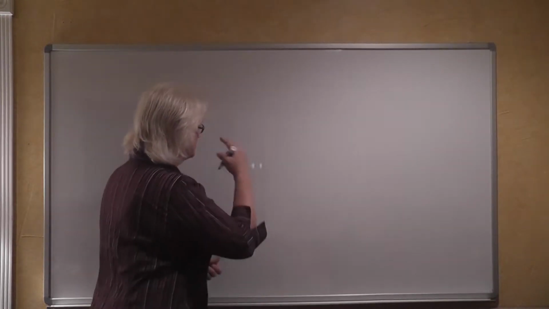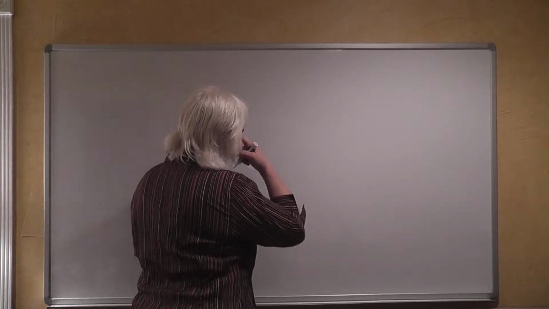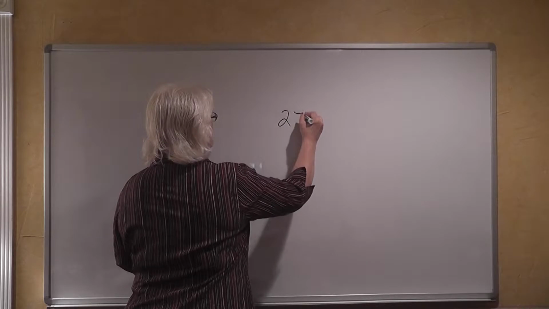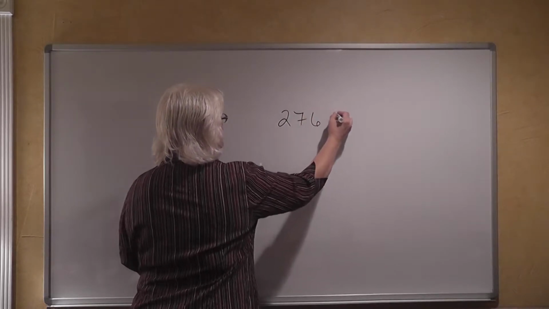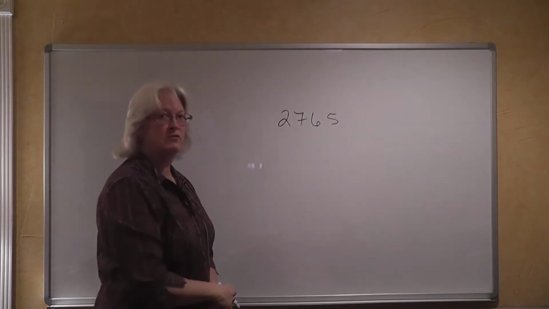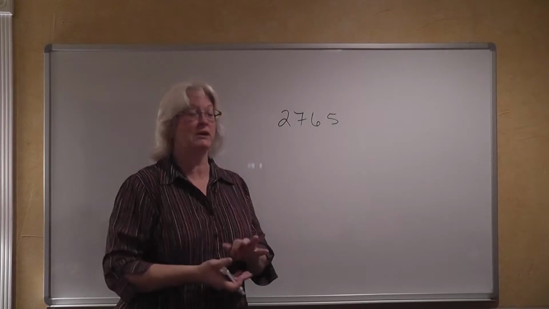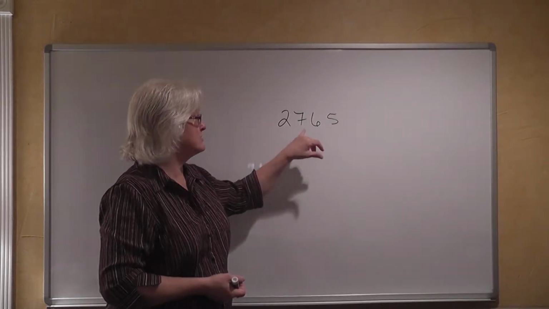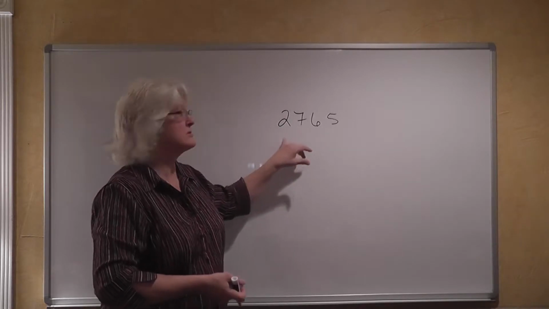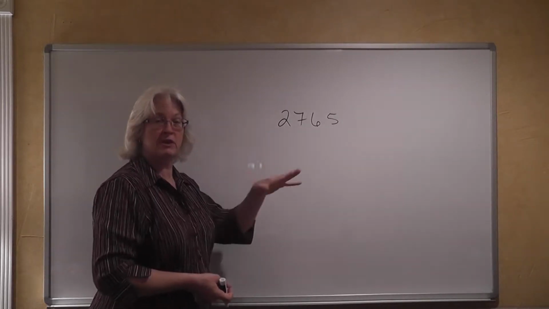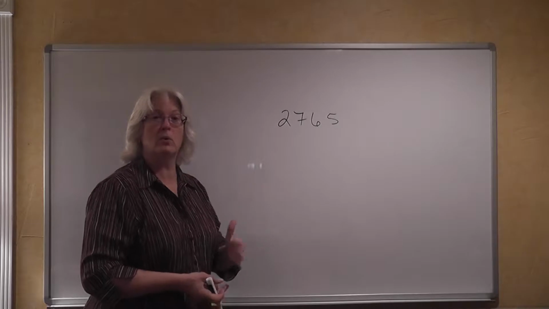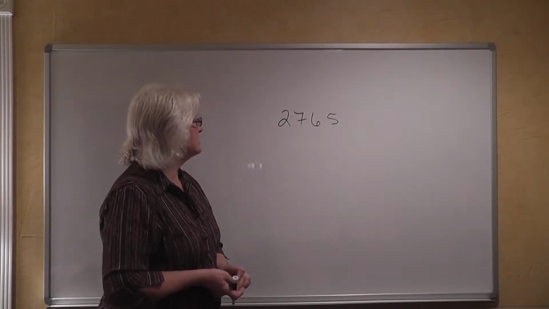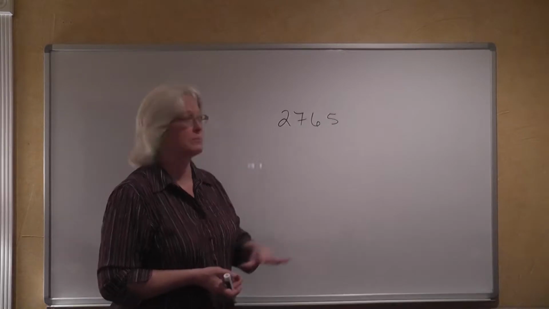There are two basic rules for estimating. Let's take this number here, 2,765. First, you have to know what your places are. You have to know that you have units, tens, hundreds, thousands, 10,000s, 100,000s, millions. You need to know what place value is. And this lesson today is not a point for a review of that.